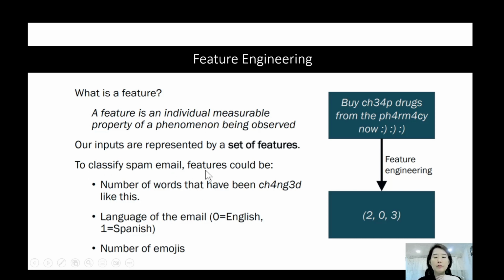To classify spam email, features that you can use are the number of words that are not recognized, normal words, the language of the email, English or Spanish, and the number of emojis. If there are more emojis, then perhaps you should group it under spam email. So if you want to classify in different use cases, you might want to consider which set of features to use in order to predict whether they belong to this group of email or this group of people, or they belong to another group of people. It depends on the features that you select.